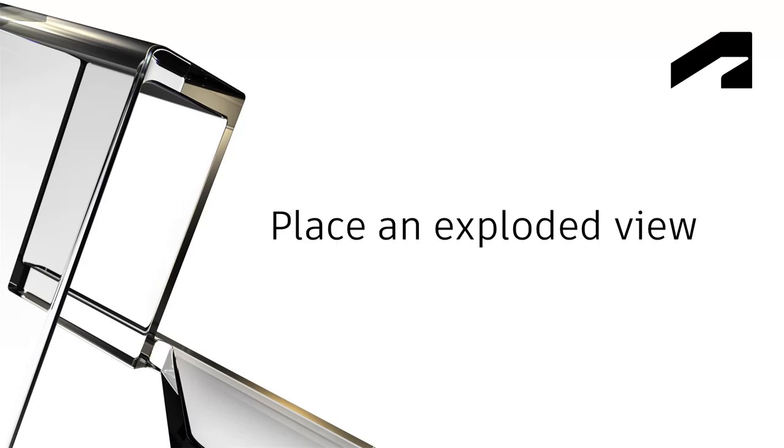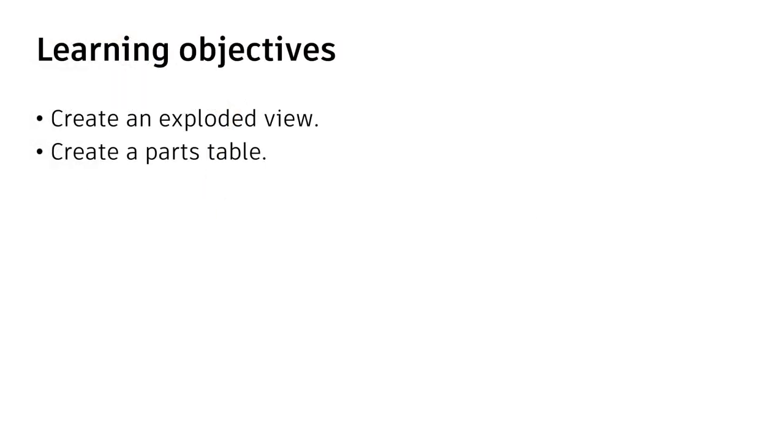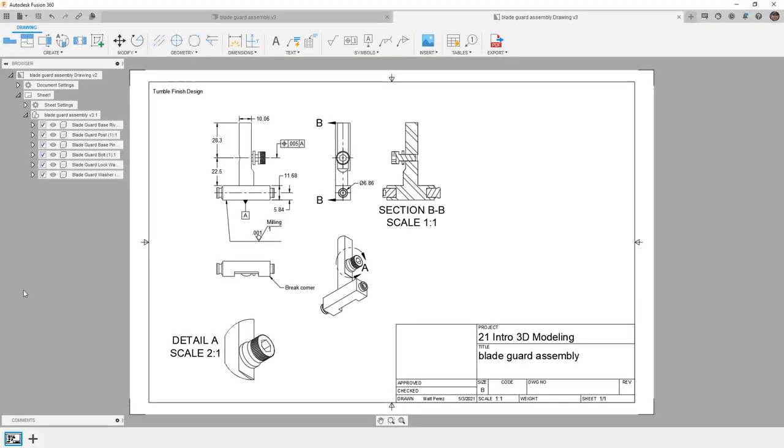In this video, we'll place an exploded view. After completing this step, you'll be able to create an exploded view and create a parts table. In Fusion 360, we want to carry on with our blade guard assembly drawing.